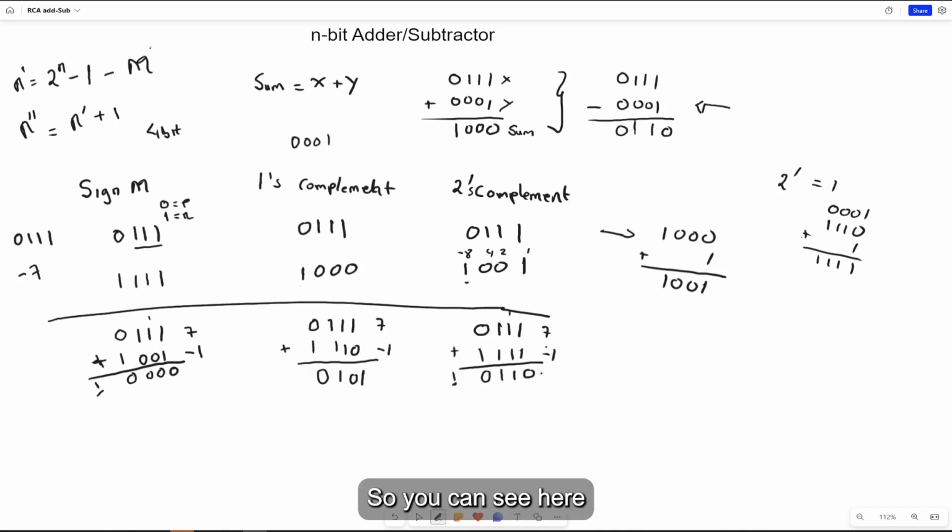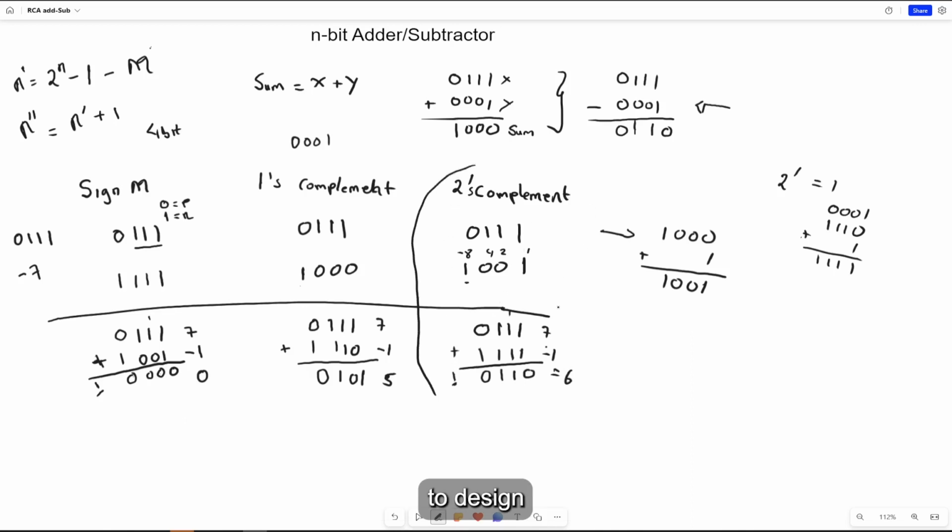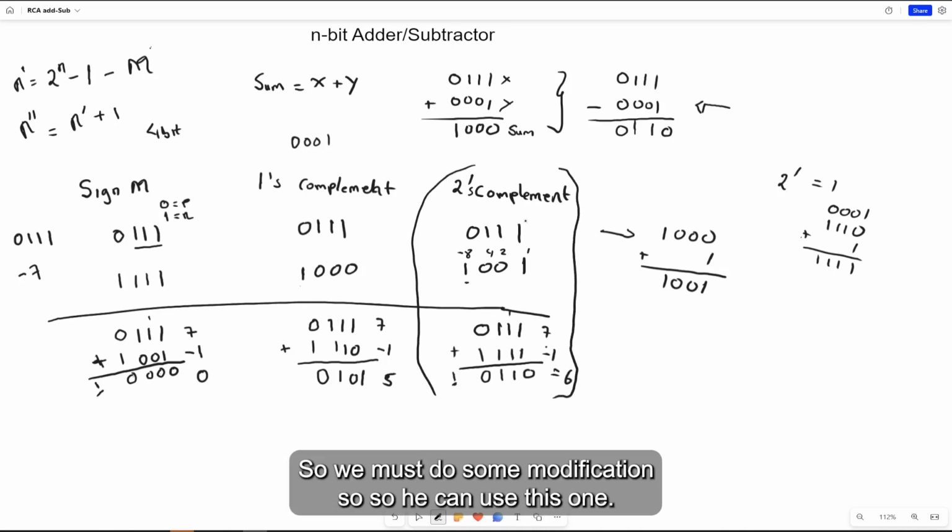So you can see here, with this one the answer is 0. Here it shows us the answer is 5, but here it shows the answer is 6. So we're going to use this second complementary to design the reciprocal adder. We must do some modification. So we can use this one.